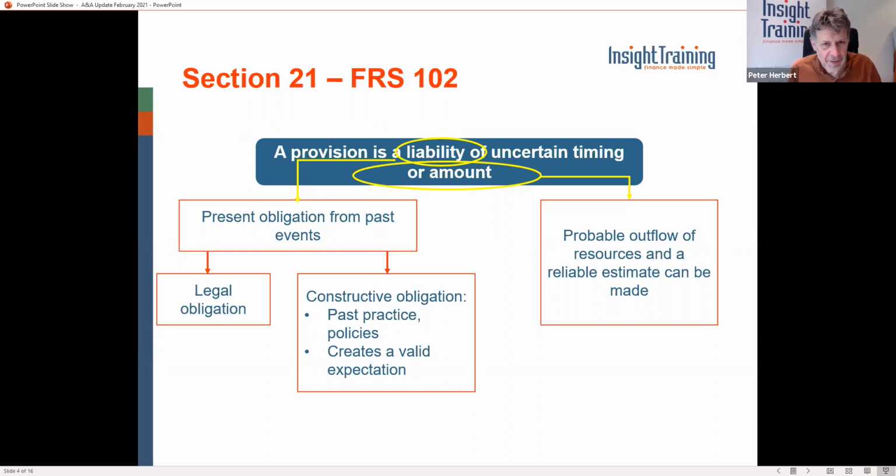And do also remember that you can't provide for liabilities because it seems a prudent thing to do. You've got to make sure that you do meet the criteria. And if you don't meet the criteria, as we'll see with some of the examples that will follow, then you're quite simply not allowed to make a provision.